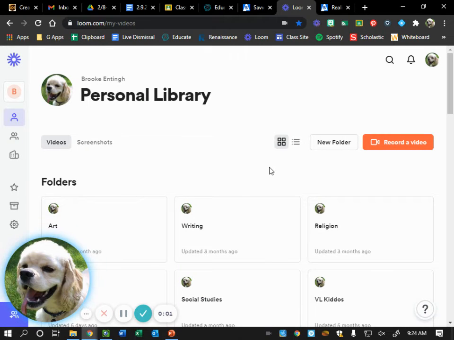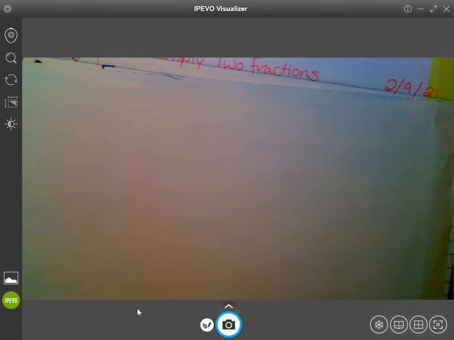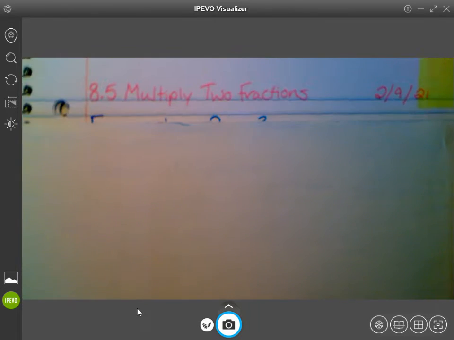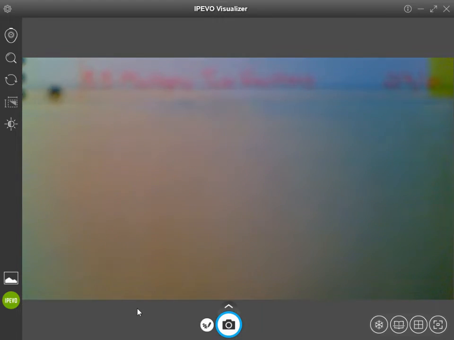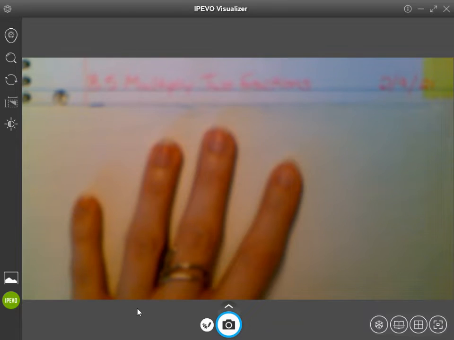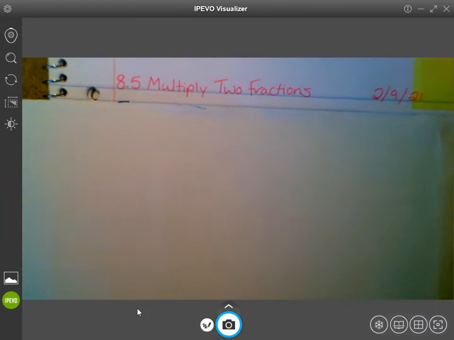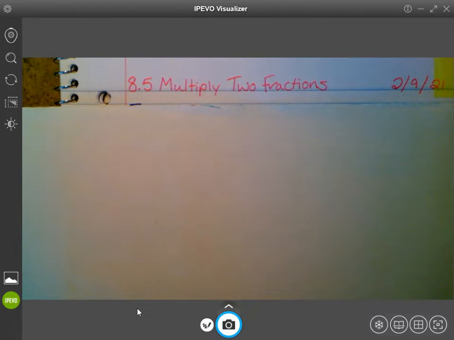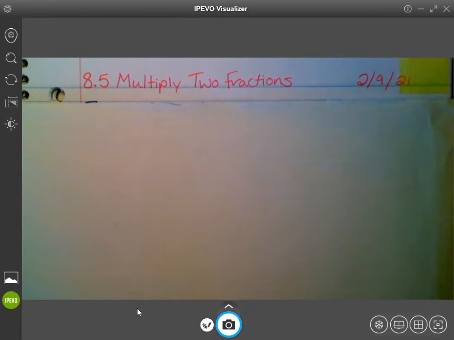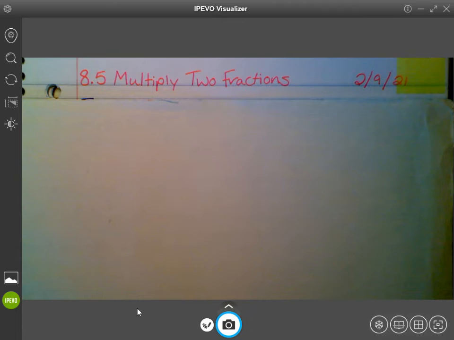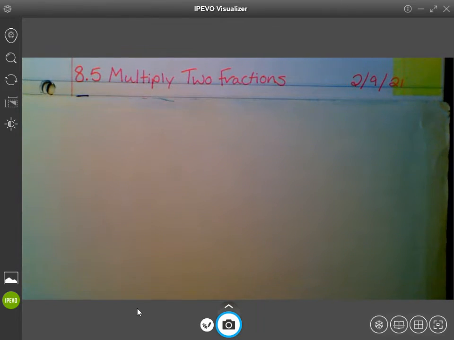Okay, we're opened up to the next clean page in our math notebooks. Today, we will be, oh, I bumped it. Let me move this. There we go. We are multiplying two fractions. So 8.5, multiply two fractions. There we go. That's clearer. 8.5, multiply two fractions. Give me a thumbs up when you have that written down.